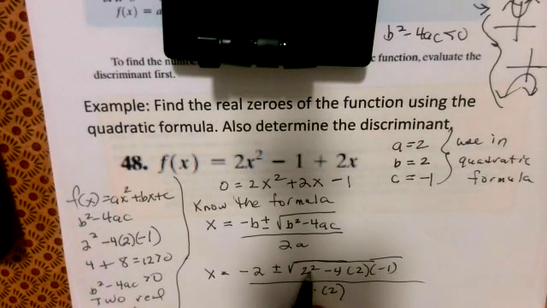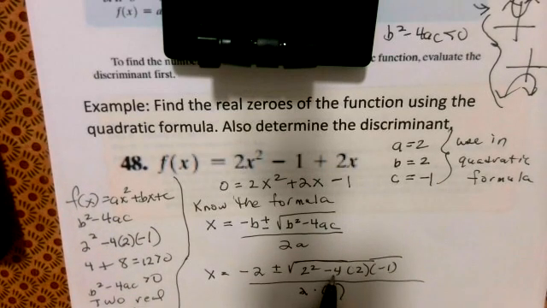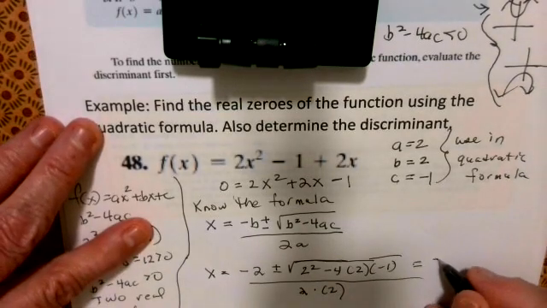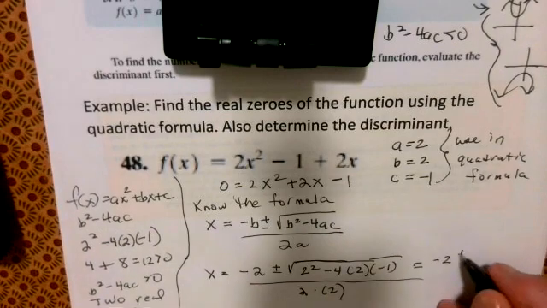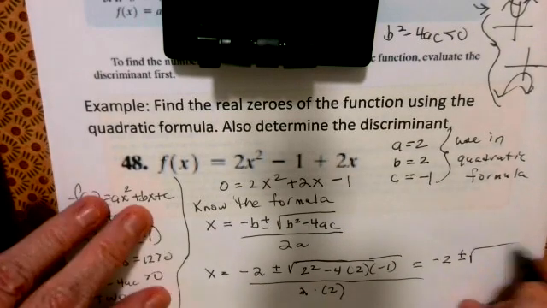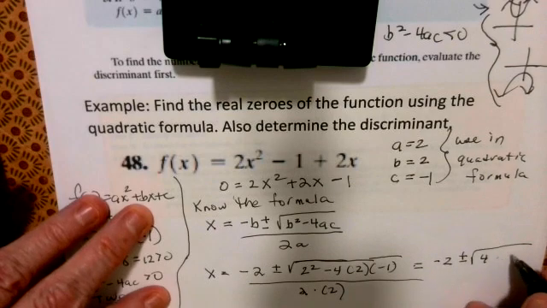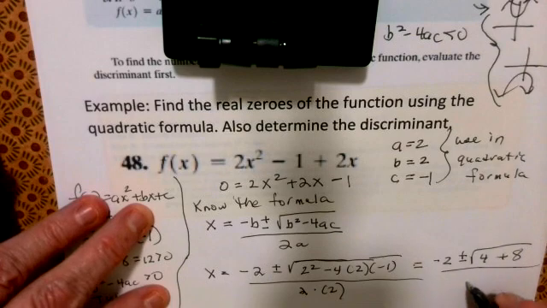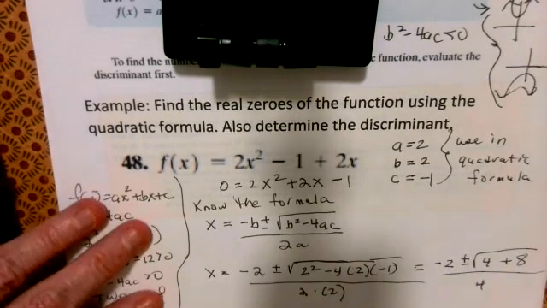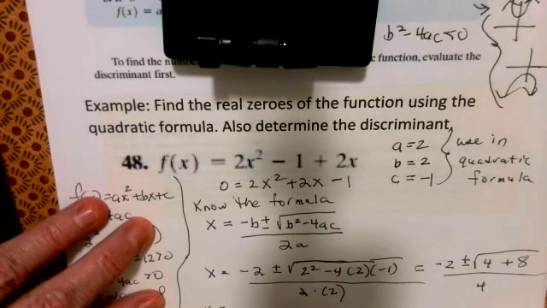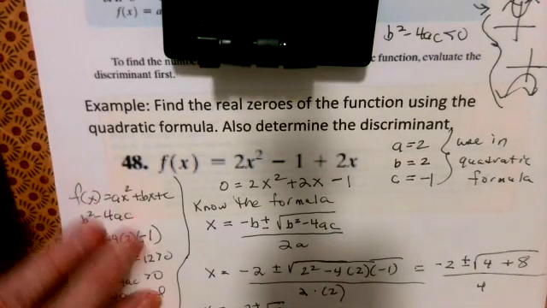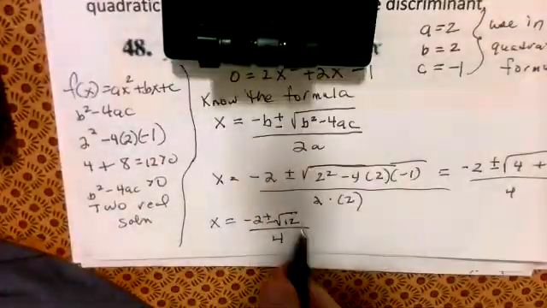A lot of times I see sign mistakes here. You've got a minus and a minus, that's going to become a plus. So you're going to have minus 2 plus or minus the square root of 4 plus 8. And we already knew that because we found the discriminant already. And that's going to be over 4. So then x is going to be equal to minus 2 plus or minus the square root of 12 over 4.